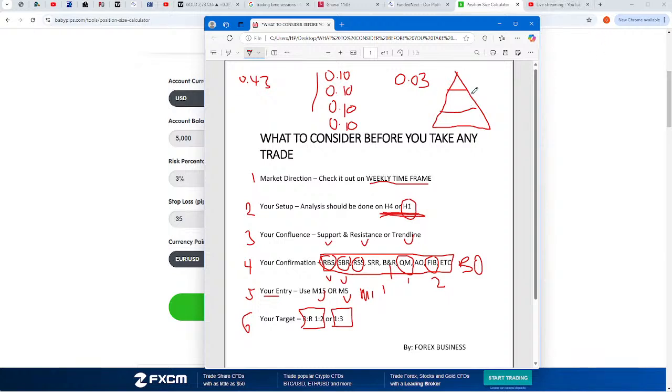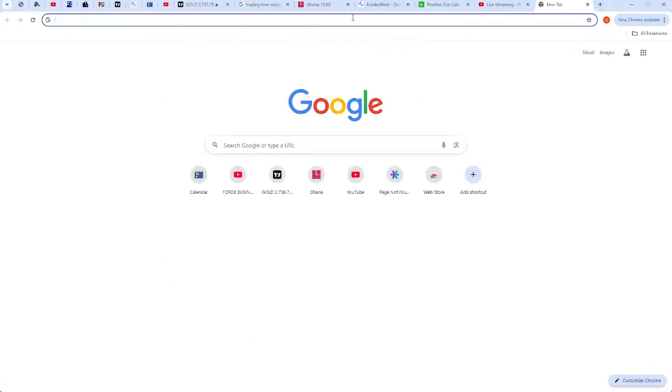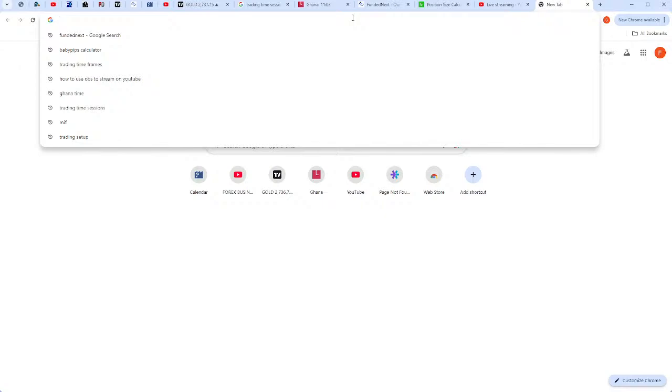So martingale layering means that maybe you are losing. You entered 0.10, and maybe it is going against you like 10 pips, then you add another 0.10, you add another 0.10. Or if you like, let me just go here and type ma.